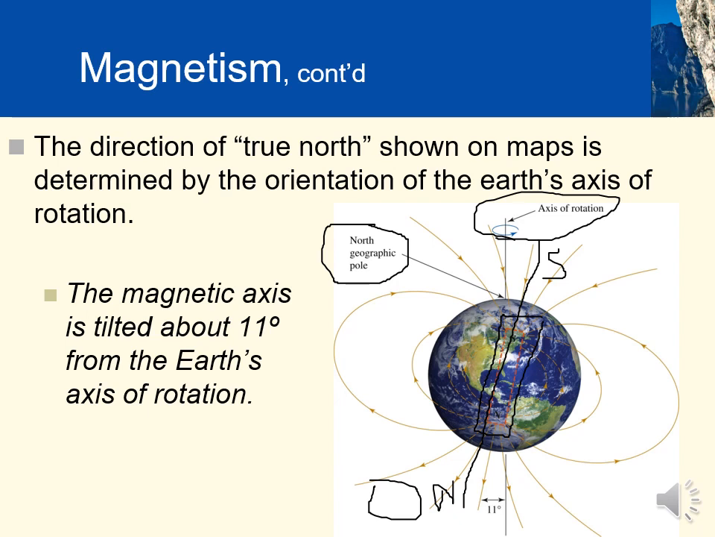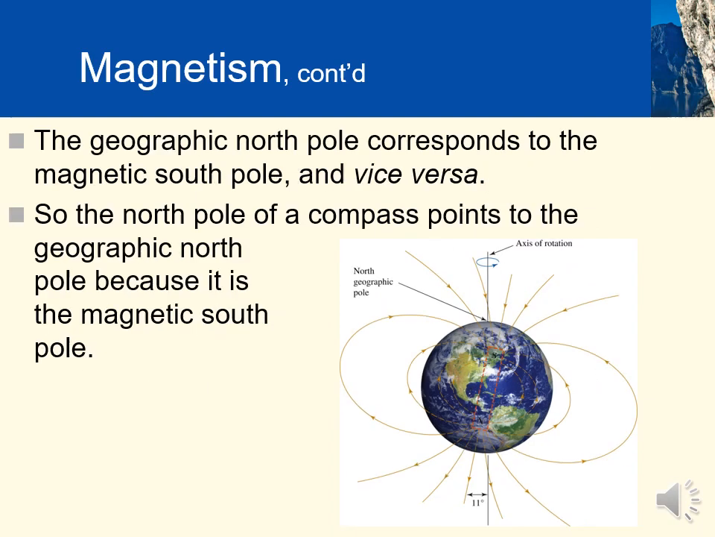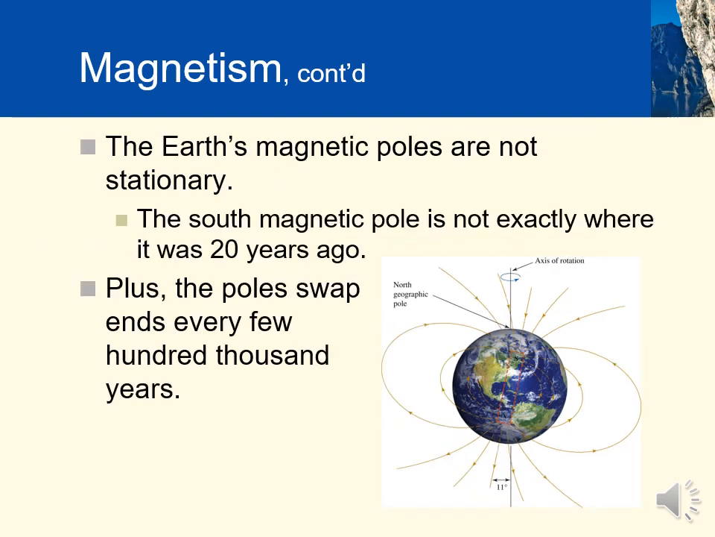So what happens if we place a compass needle here? It will orient itself with the Earth's magnetic field. This end will be the north pole, which points in the same direction as the south magnetic pole, and this is the south pole, which points in the same direction as the north magnetic pole. As we mentioned before, the geographic North Pole corresponds to the magnetic South Pole and vice versa. Also, the north pole of the compass needle points to the geographic North Pole because it is the magnetic South Pole. Regarding the Earth's magnetic poles, they are not stationary. The south magnetic pole is not exactly where it was 20 years ago. These poles can swap every 100,000 years.